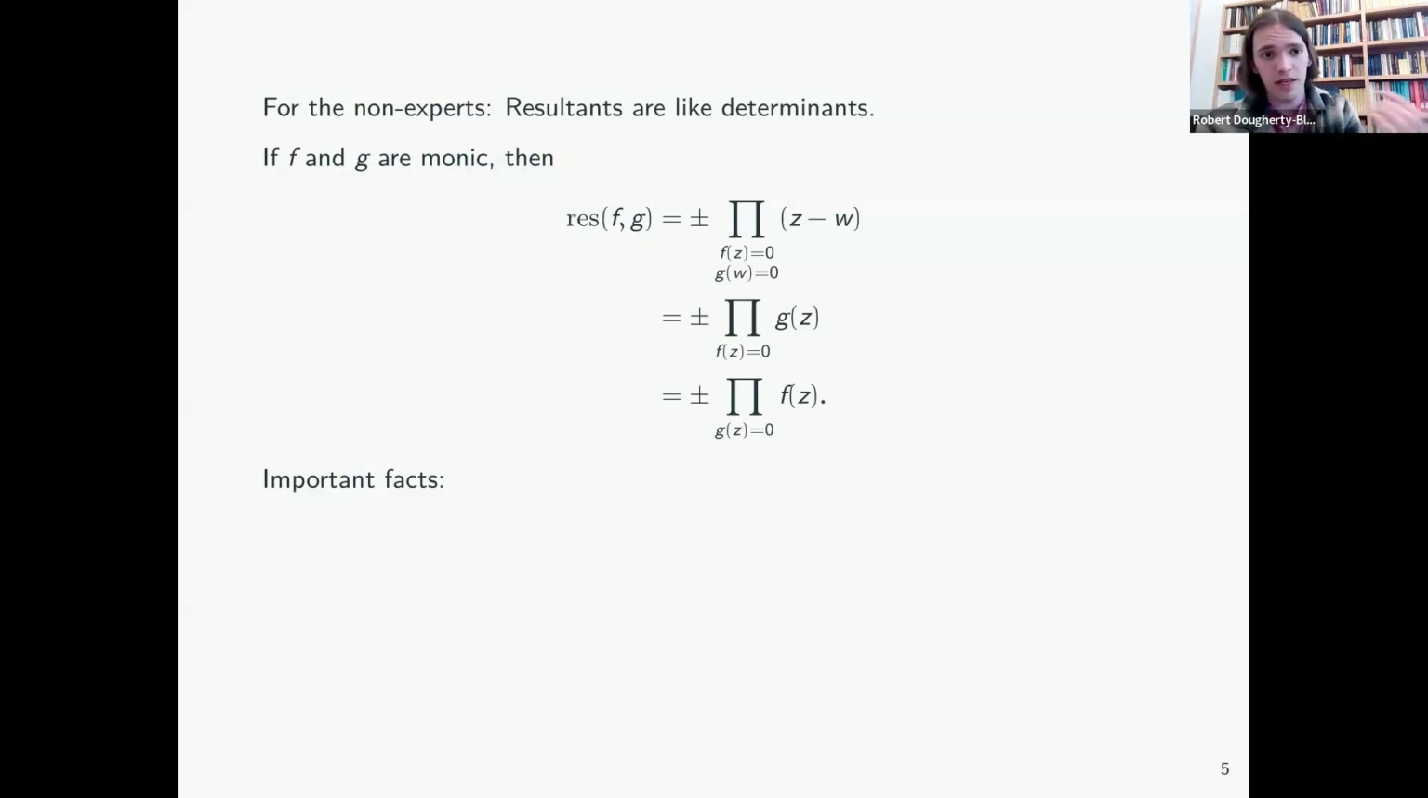Or the other way, you can take all the roots of g and plug them into f and multiply all of those values together, again with some plus or minus depending on exact circumstances on the ground. There are some important facts about resultants you should know.